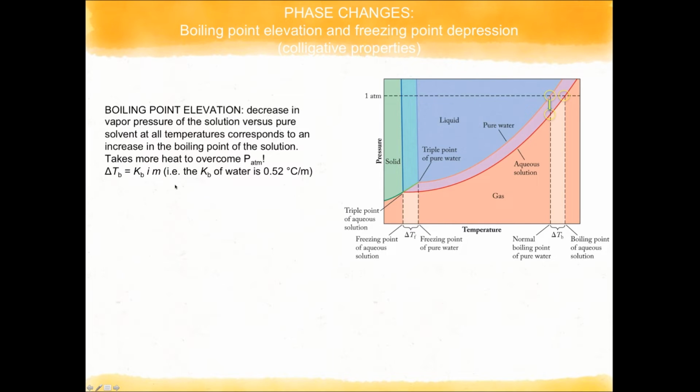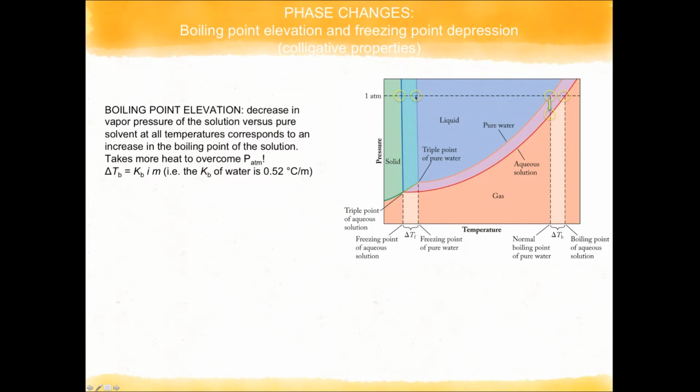So on the flip side, we have a freezing point depression. Okay, and that's important to remember. When we calculate the change in temperature for boiling point elevation, you need to add that temperature value to the normal boiling point. When you calculate the change in temperature for freezing point depression, you need to subtract because it's going to be a depression or lowering of temperature. So they kind of go in opposite directions.